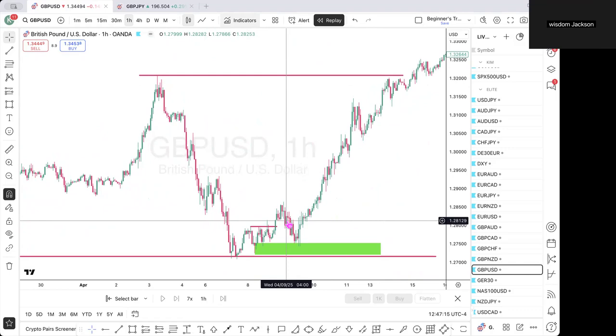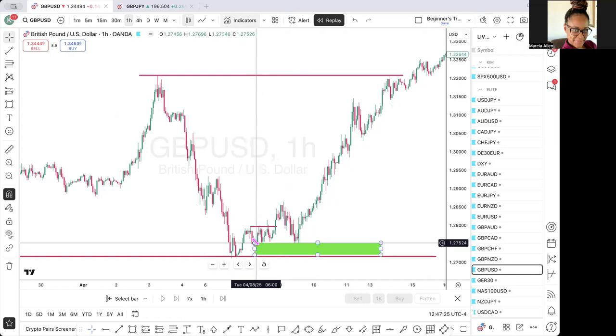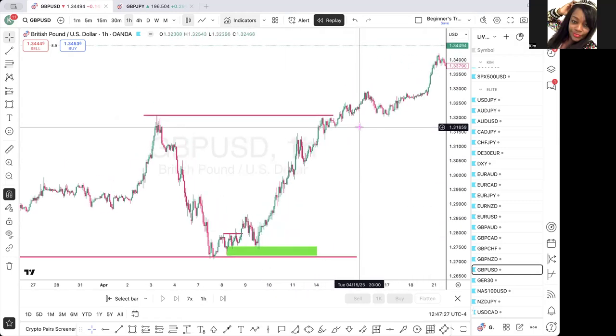Them hours that you sat looking at the chart, looking at minutes, going back and forth. I can't do it. I can't do it. So yeah, okay, this would have been my zone for the continuation of the buy.